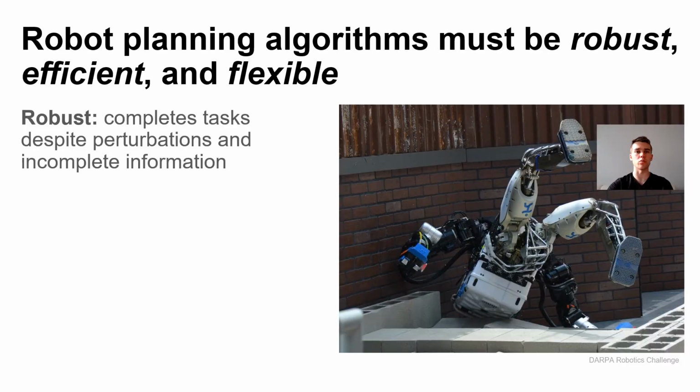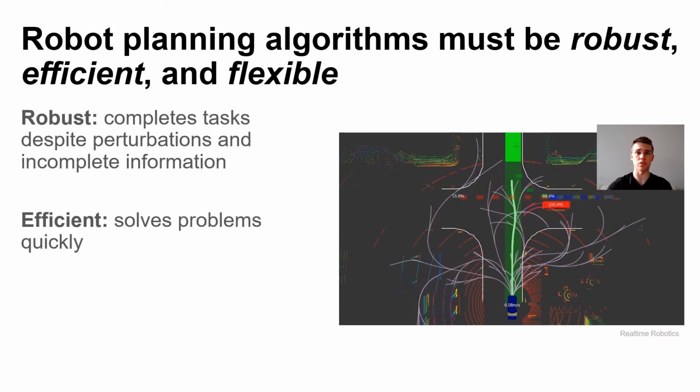Planning algorithms in the real world need to be robust, meaning that they can complete tasks despite perturbations and incomplete information, because the real world is hard to control and hard to precisely model. They also need to be efficient, meaning they can solve problems quickly, because many real-world problems don't give much time for deliberation before needing action.